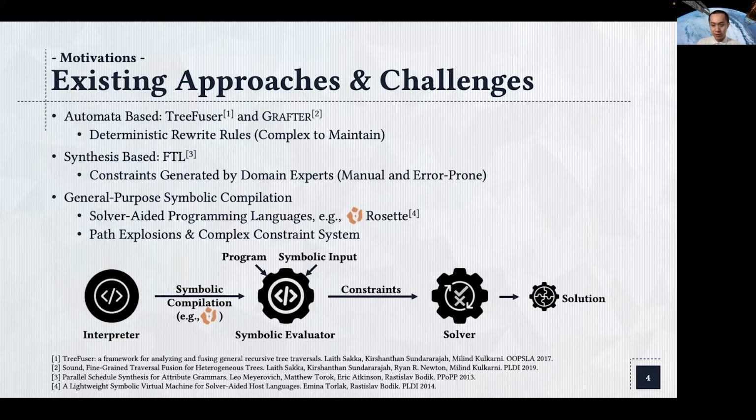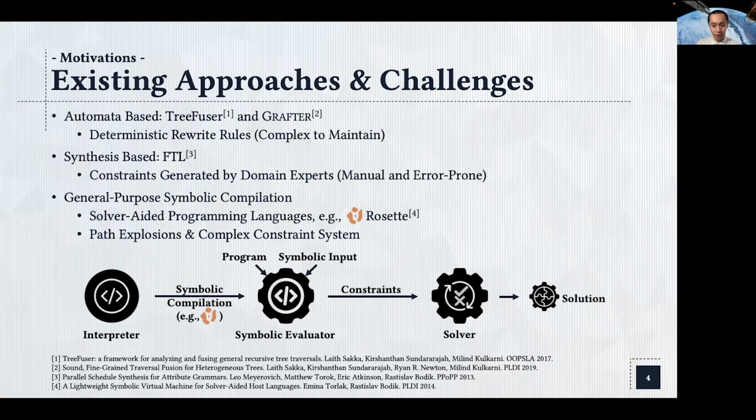The second category is synthesis-based. FTL is one of the approaches that fall into such category, but it requires domain experts to actually write those constraints for encoding the problem before asking the solver to generate the solution. The manual effort spent here could make the whole procedure error-prone.